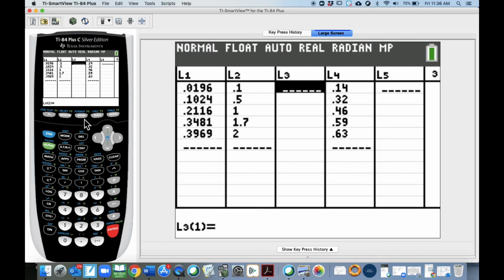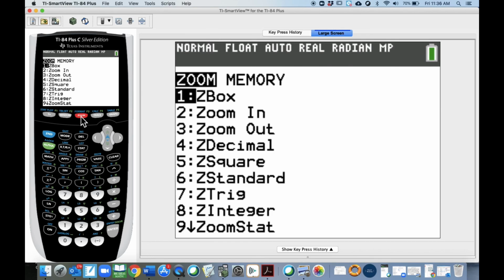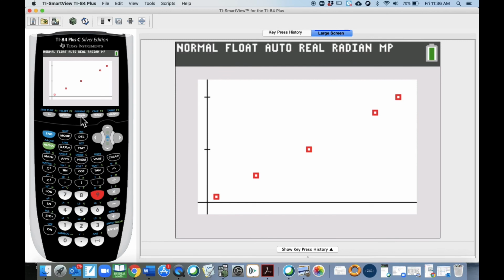Zoom Stat. And now I have a straight line. Excellent. I've got it where I want it. If your stuff isn't showing up, remember, you have to turn on your plots.